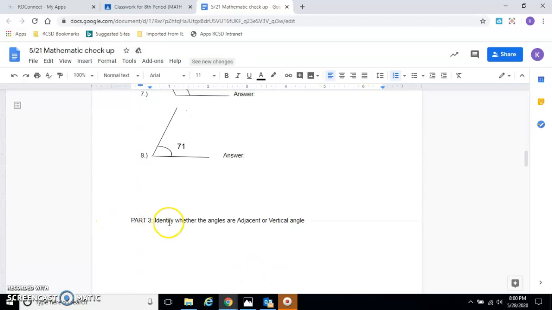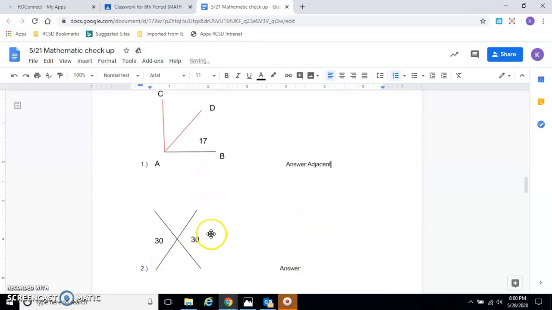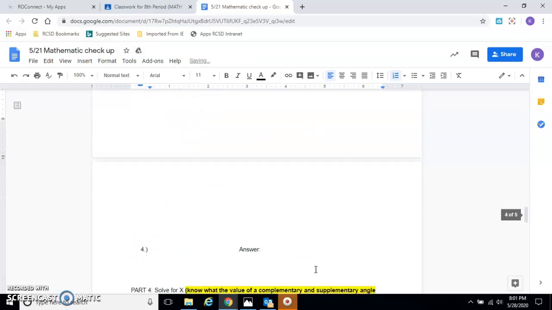All right, part 3. Identify whether the angles are adjacent or vertical. Remember, adjacent angles are angles that are next to each other and that share a side and a vertex or a point. Vertical angles are angles that are formed by 2 lines intersecting. So these ones, 2 angles next to each other with this common side, that is adjacent. Next one, 2 lines intersecting that create 2 congruent or equal angles that are across from each other. These are vertical. Do those next 2.